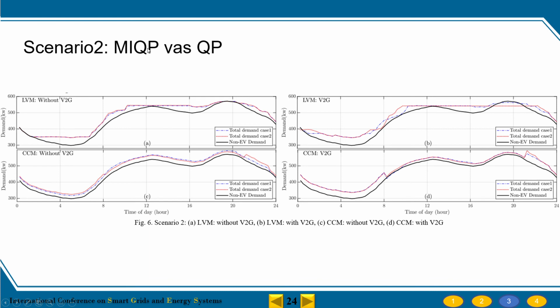About the second scenario, which is the MIQP versus QP method, we have two cases. In case 2, which is a QP, we don't have those charging and discharging constraints. You can see the results are really optimistic, or even not realistic. When we have V2G, we almost have a flat curve during peak hours. On the other hand, in case 2 we don't have such a thing. Comparing V2G and without V2G, you can see the same results as in the previous case.